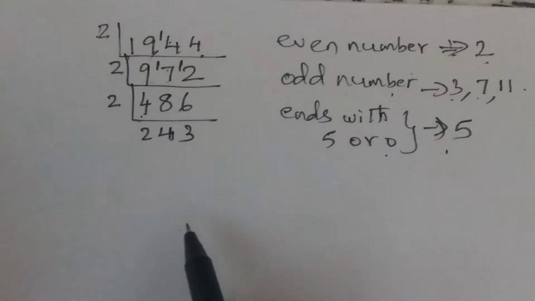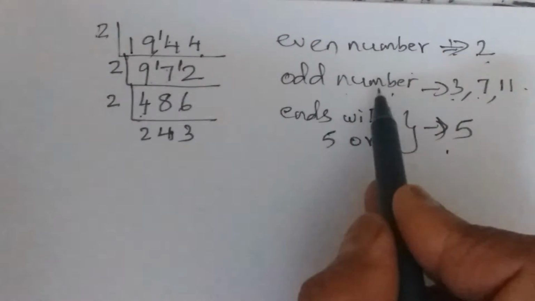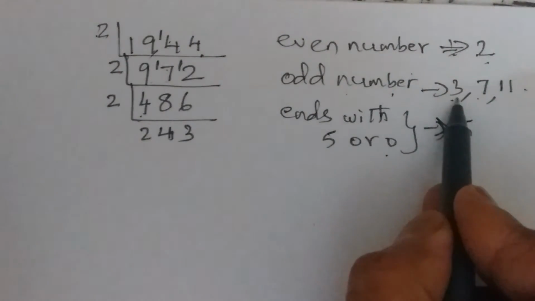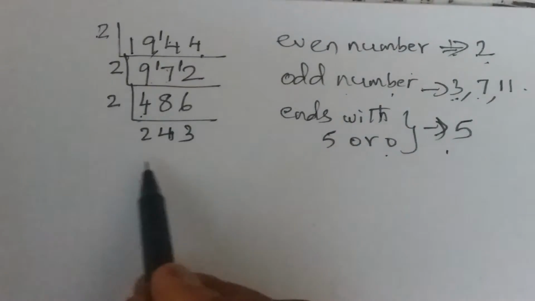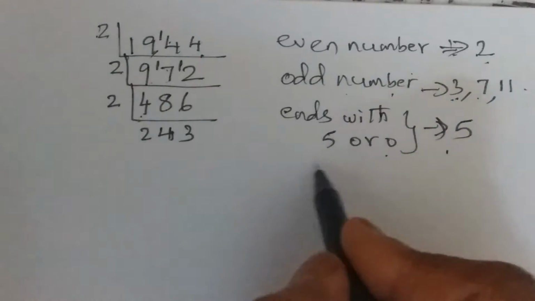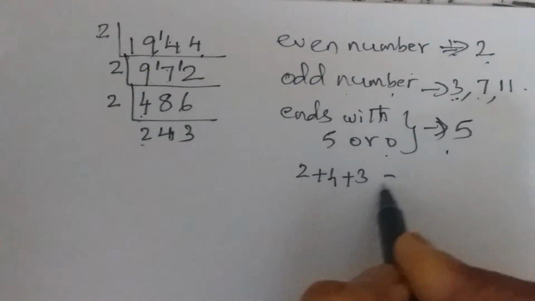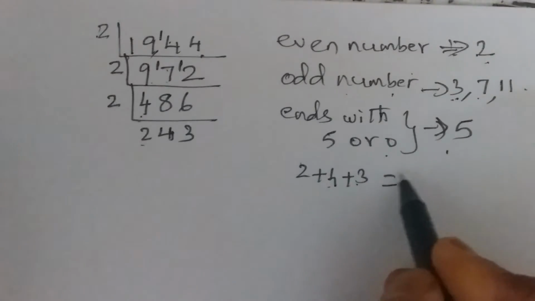Now what is this 243? Ending with 3 is an odd number. So if it is an odd number, you check by 3 first. How to check whether this number is divisible by 3? Let us recall the divisibility rule. What is it? Just we will be adding all the digits. 2 plus 4 plus 3. 2 plus 4 is 6. 6 plus 3 is 9.